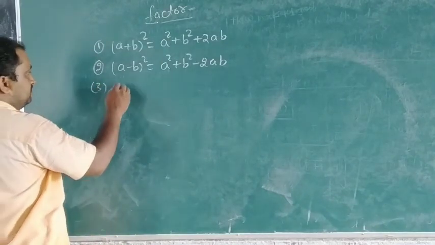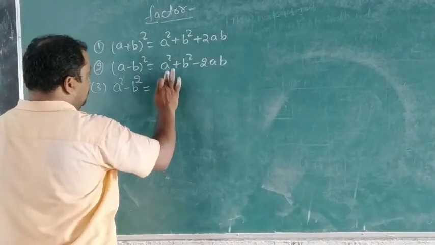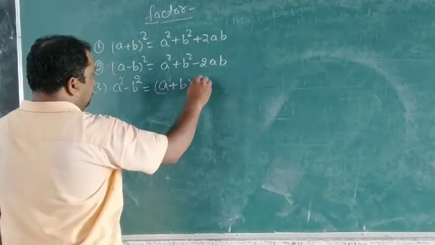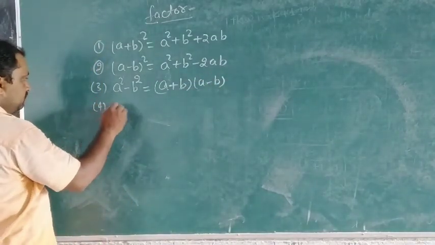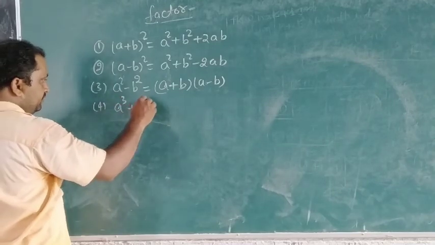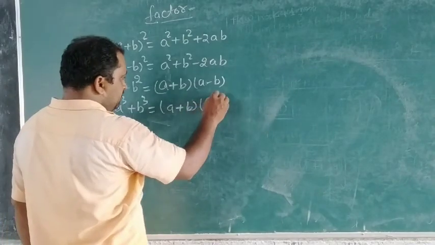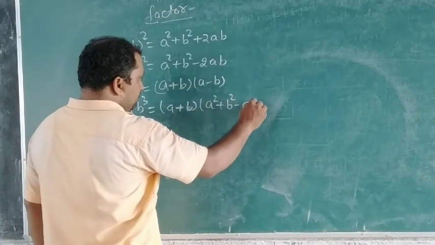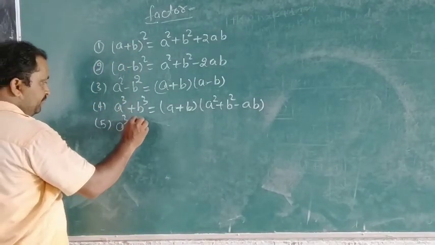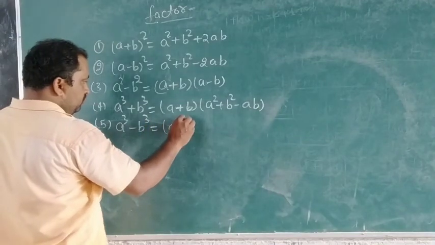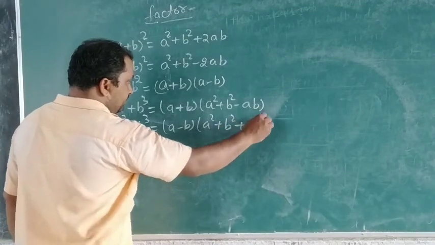And the third formula is a square minus b square is equal to 1 bracket a plus b, another bracket a minus b. And the fourth is a cube plus b cube. This will be equal to 1 bracket a plus b, another bracket a square plus b square minus ab. And the fifth formula is a cube minus b cube. This will be equal to 1 bracket a minus b, other bracket a square plus b square plus ab.